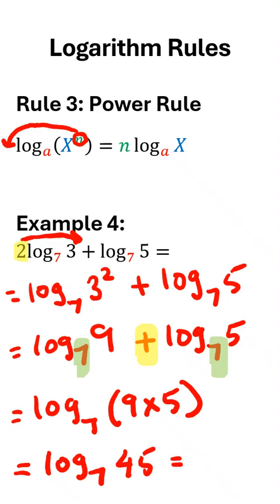And we can now just use the calculator to find the answer. So log 45 over log 7 equals 1.96.